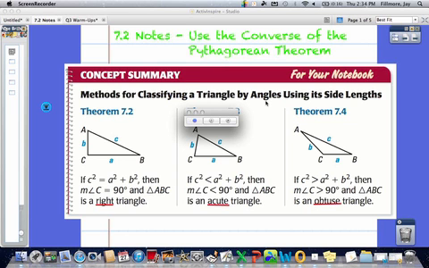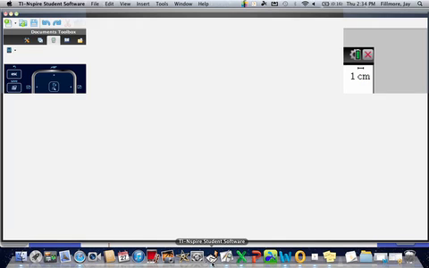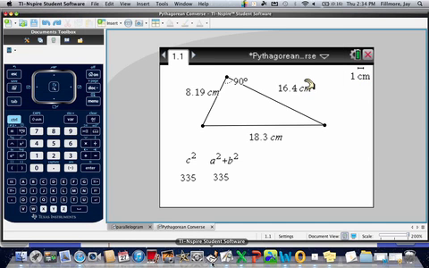Hello ladies and gentlemen, today we are talking about lesson 7.2, which is using the converse of the Pythagorean theorem. To illustrate that, let's take a look at some geometry software. I've created a right triangle here. As you can see, it's a right triangle because there's a 90-degree angle.